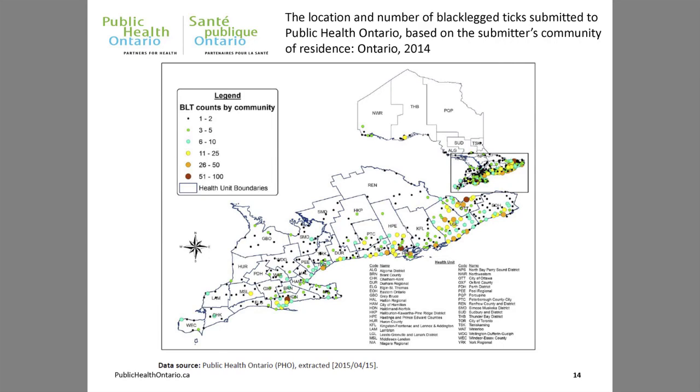And then we can try to look at that with our passive tick information. Does that line up? Are there areas where ticks are coming in where we don't see humans? Are there humans coming from areas where we don't see ticks? And so this is the example again.